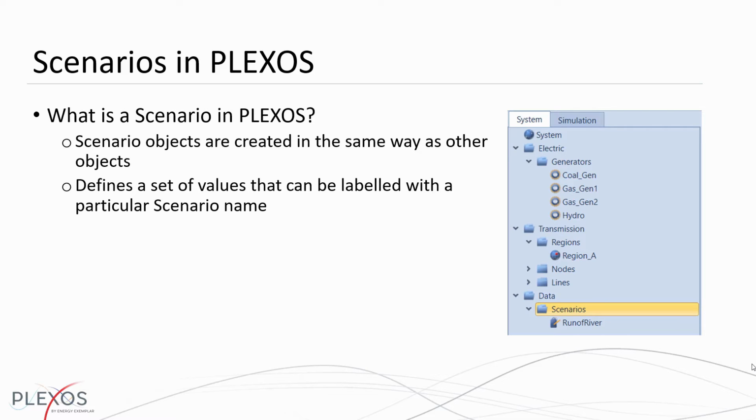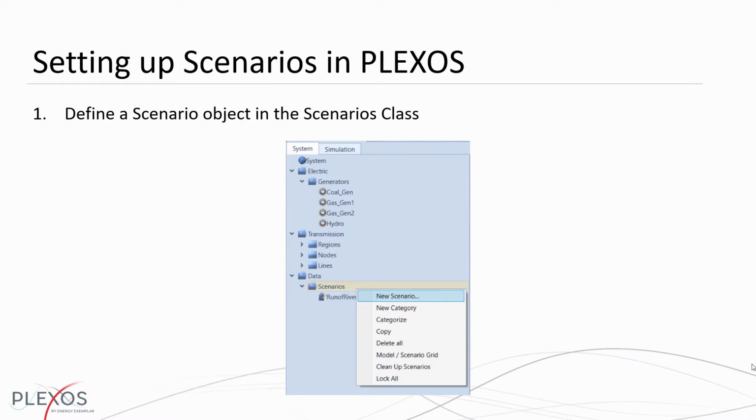We can see that the scenarios class falls under the data category in the objects tree. In this case, the scenario is named Run of River. Next, we'll go over how to create a scenario. Setting up scenarios in PLEXOS. First, define a scenario object in the scenarios class by right-clicking on scenarios in the object tree. Select New Scenario from the drop-down and name the scenario.